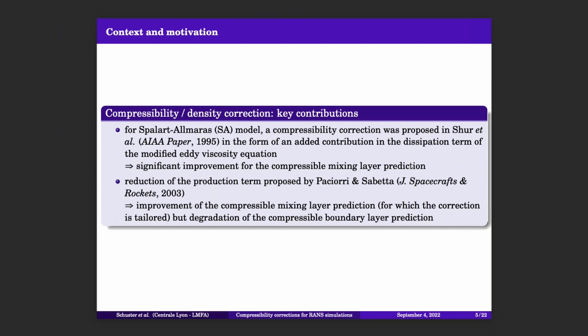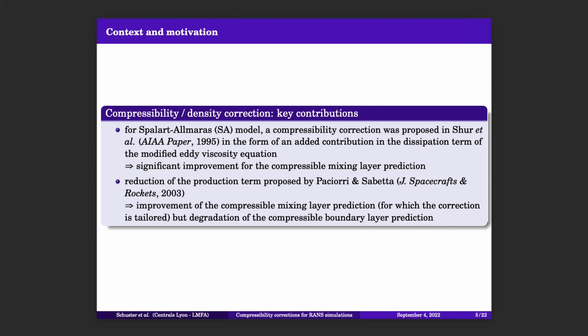Regarding the Spalart-Allmaras model, a compressibility correction was proposed back in 1995. It's called the Secundov correction, and it's a contribution which is added in the dissipation term of the modified viscosity equation. And again, this was shown to bring significant improvement for the compressible mixing layer prediction.